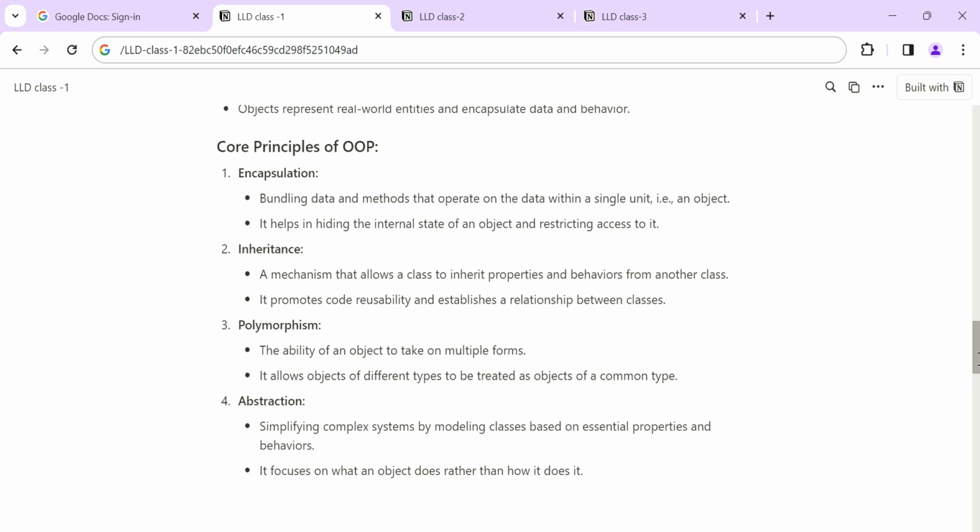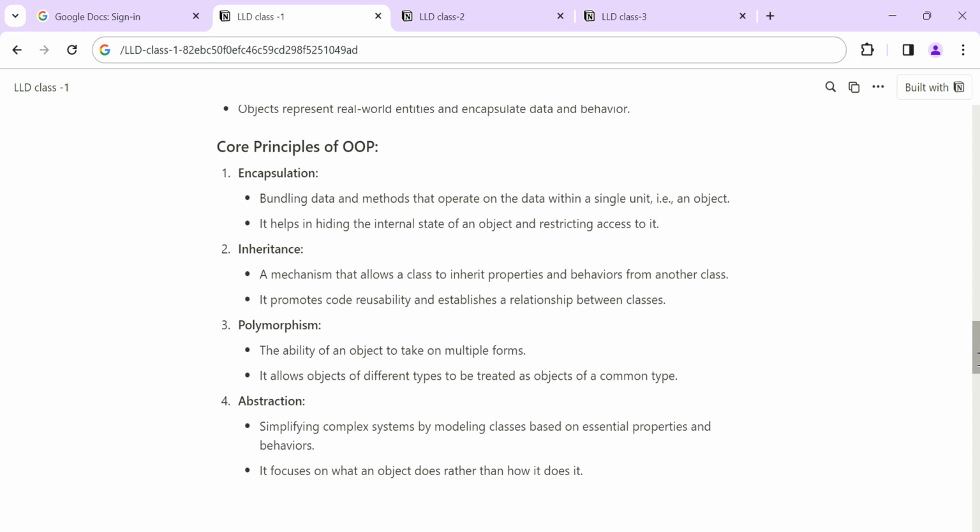Next, I have polymorphism, and as the name suggests, polymorphism means more than one form. Here we have two bifurcations: method overloading and method overriding. In short, it is the ability of an object to take multiple forms, and it allows objects of different types to be treated as objects of a common type.